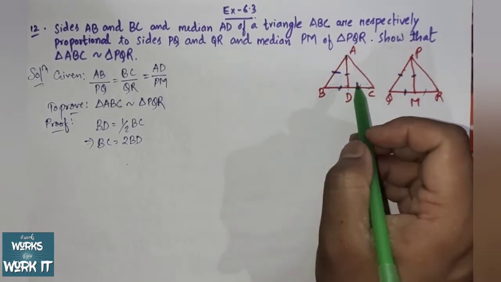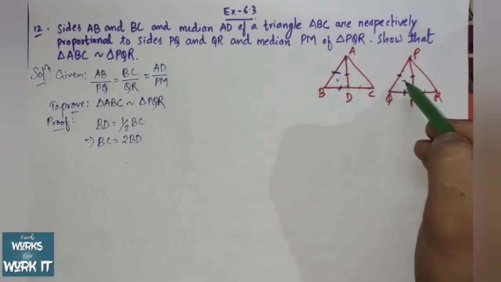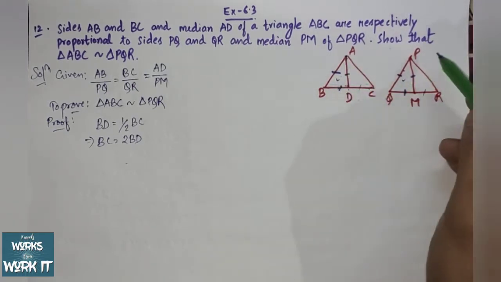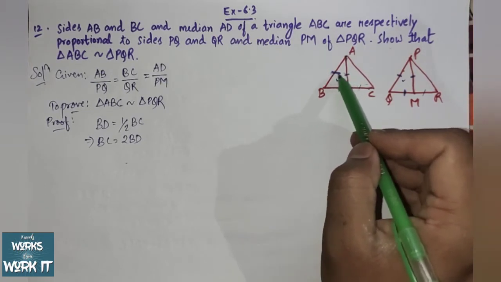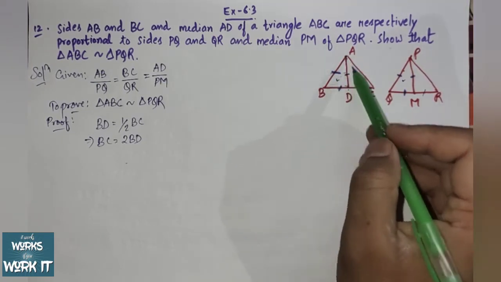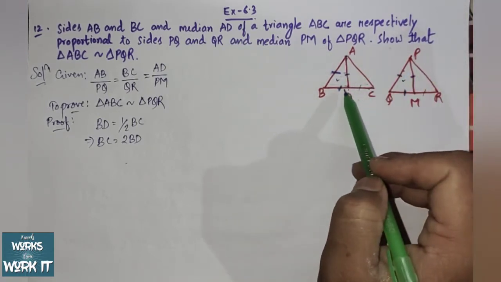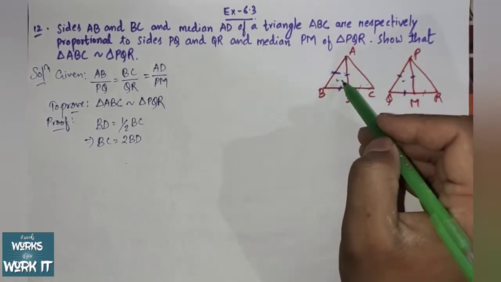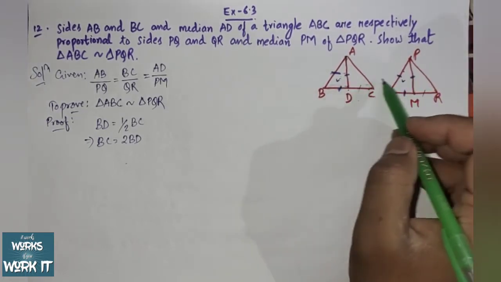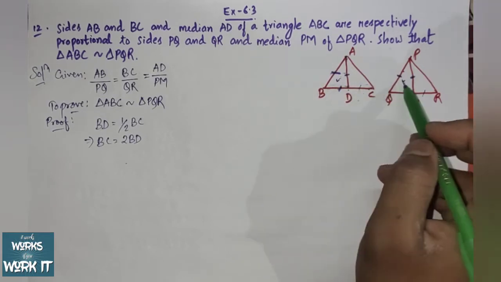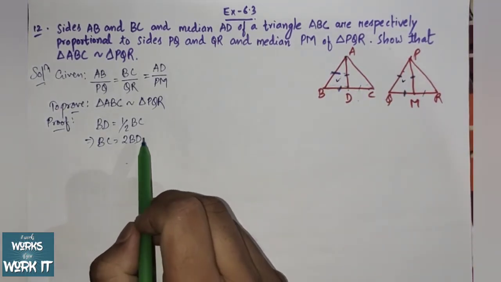Here we require this triangle because the proportional sides of the whole triangles ABC and PQR lie within triangles ABD and PQM. AB and PQ are proportional, and AD and PM are proportional. So we will first take triangle ABD and triangle PQM, and we will see in the solution what happens. So BC is equal to twice BD.